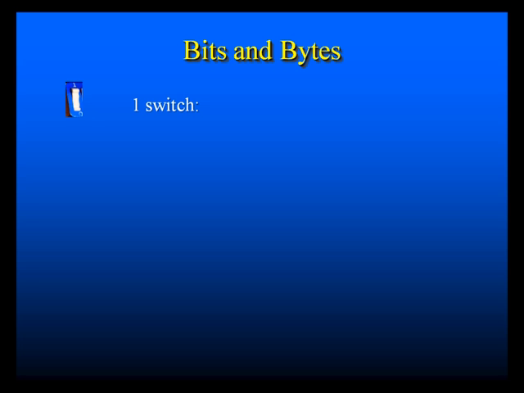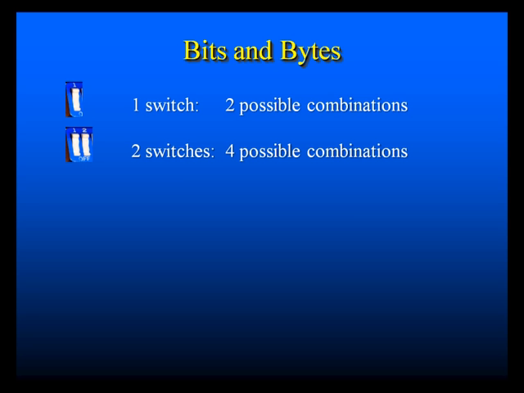In fact, if you add a single switch, you basically have 2 possible options. It can be off or it can be on, just like a light switch. If you have 2 switches, then we have 4 possible combinations. Think of this as the light switch in your bedroom and the light switch in your bathroom. They can both be off, they can both be on, or the bedroom can be on with the bathroom off, or the bedroom off and the bathroom on. So you have 4 possible combinations when you've got 2 switches.